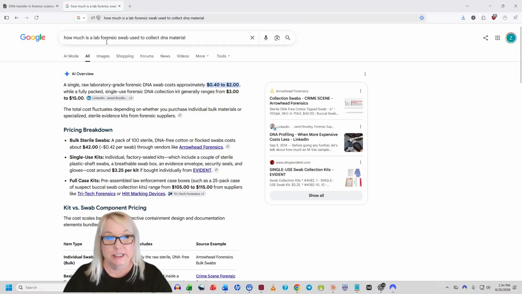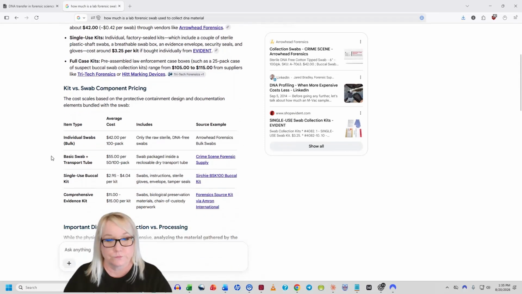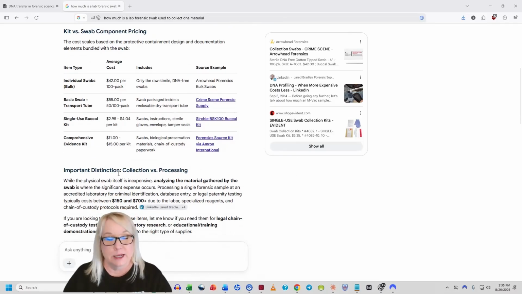You know what? I'm going to have to answer that. Hold please. I gotta find my... You're gonna be shocked. I put here, how much is a lab forensic swab used to collect DNA material? 40 cents to $2, while a fully packed single-use forensic DNA collection kit, $3 to $15. Bulk sterile swabs, a pack of 100 is $42, so 42 cents per swab. We don't recommend any of these people. We're not advertising. We're just talking here.